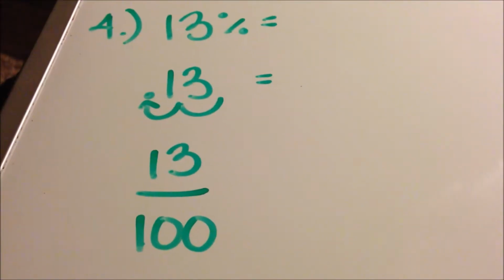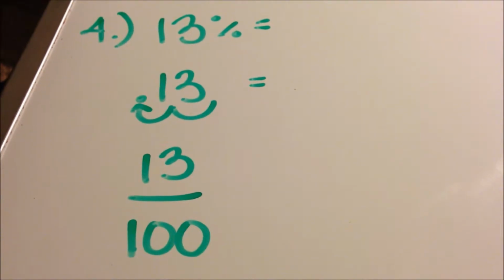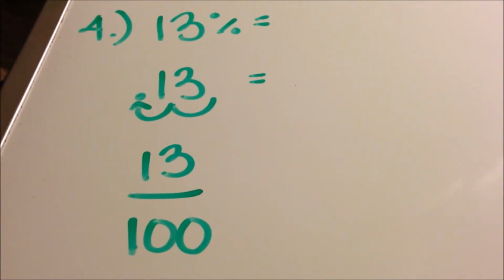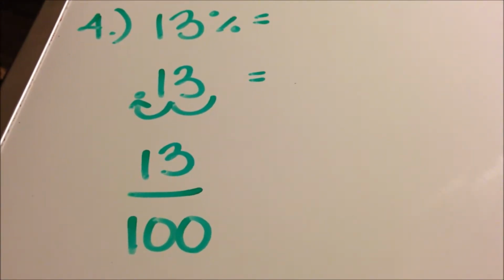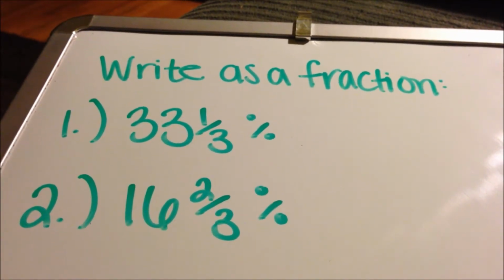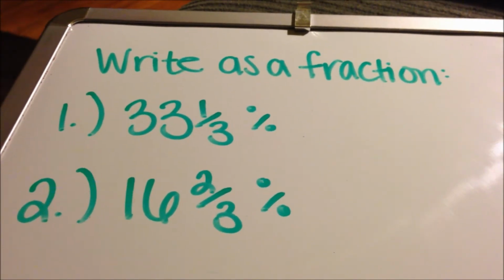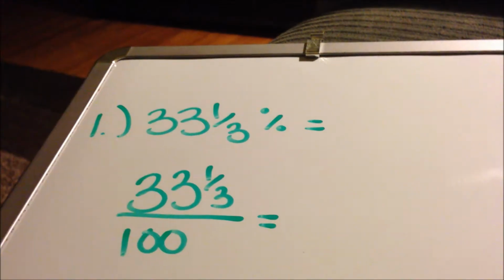And finally, number 4, 13%. To convert it to decimal, we end up with 0.13. And as a fraction, we end up with 13 over 100, which is in lowest terms. Write the following as a fraction. Number 1, 33 1/3%, and number 2, 16 2/3%.